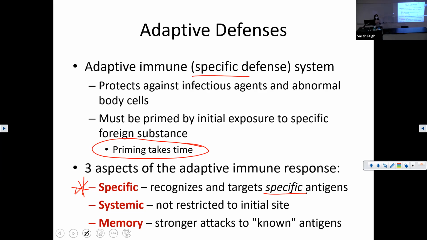Once your adaptive defenses have seen a very particular foreign antigen, they create memory to it. So the next time you're infected with that exact same foreign antigen, you fight it off so fast that you don't even have any symptoms. You don't even know you were sick. Okay?